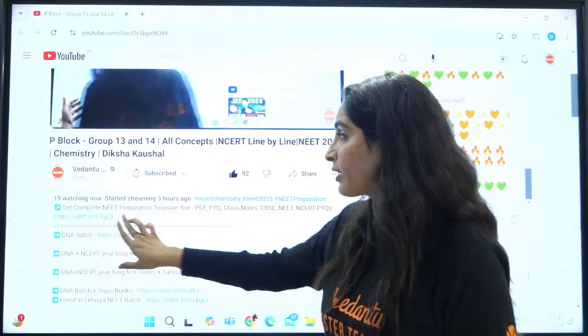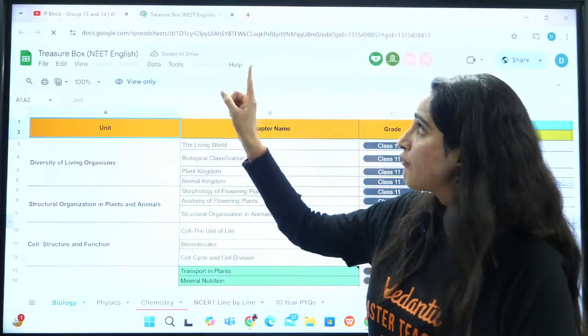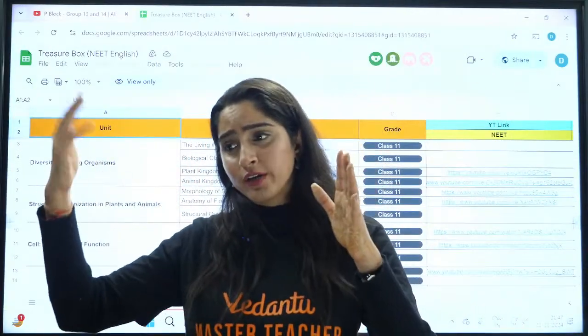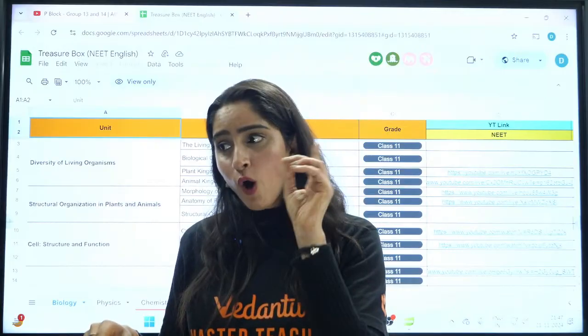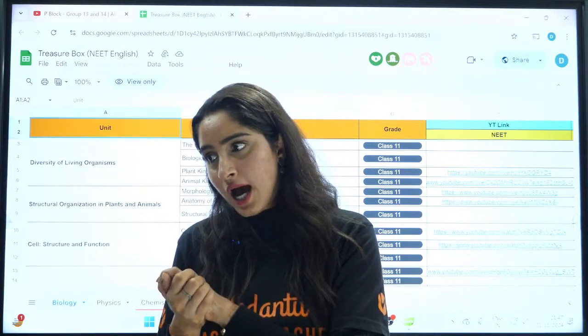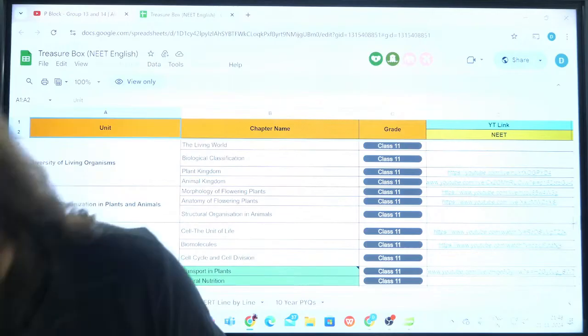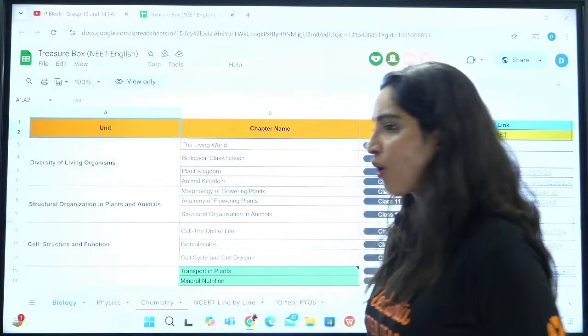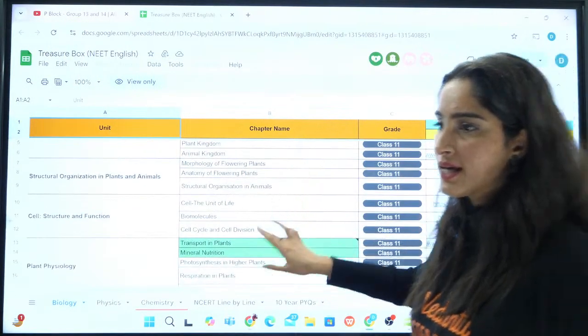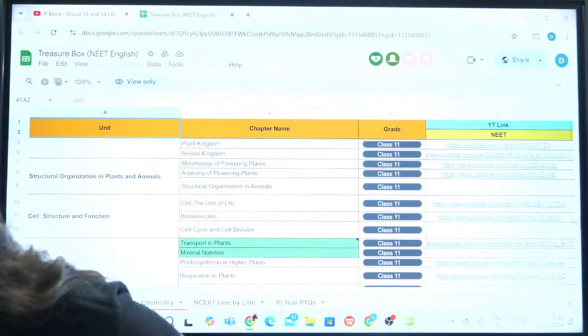So you guys are already here. So I want you guys to click on this link where you have the treasure box. Let's do it along with me only. All the students who are present here, I want you to write it down in the chat box. Yes, everybody. Are you guys able to see each other's messages?